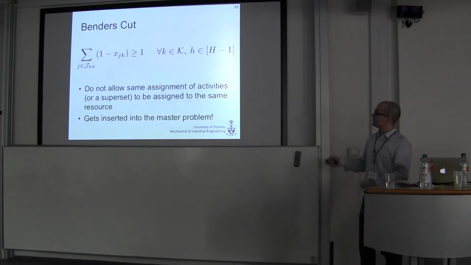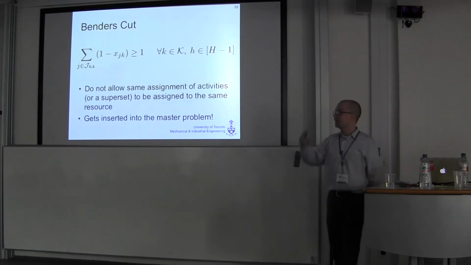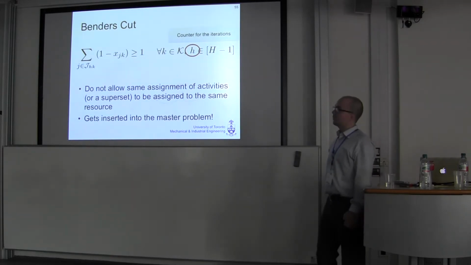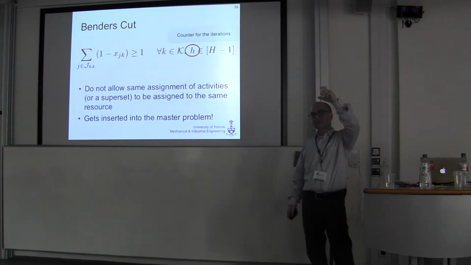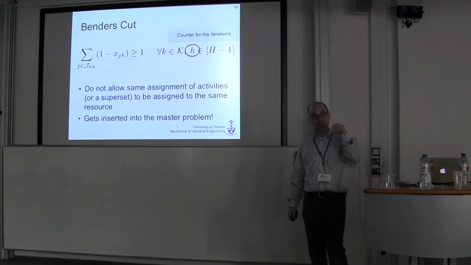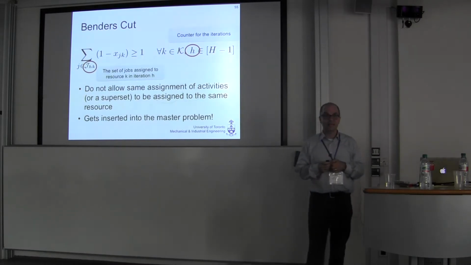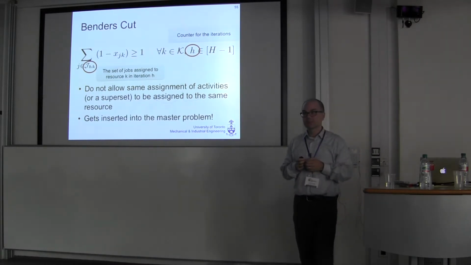The Benders cut, so this is the constraint that comes back from the subproblem to the master problem. So what's going on here? This is a counter for my iterations. So every time I solve a master problem and subproblem, that's an iteration. This is the set of jobs assigned to resource k in iteration h.